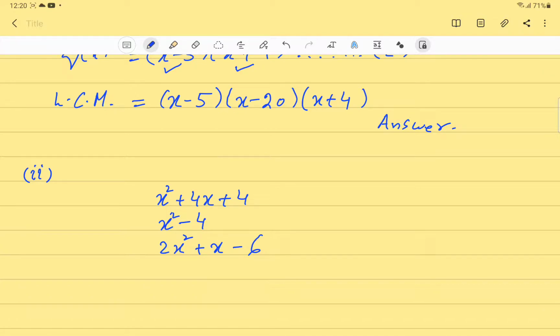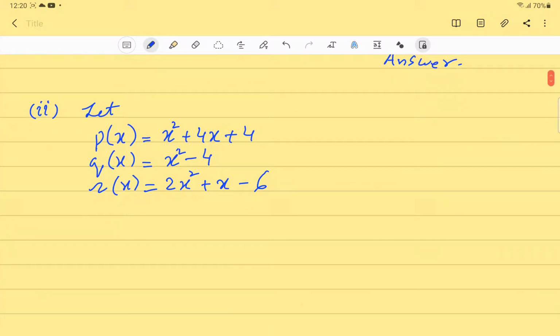Now first of all we will give them a name. Let px be equal to x squared plus 4x plus 4, qx is equal to x squared minus 4, and rx is equal to 2x squared plus x minus 6. Okay, now we will move on with the factorization. We will go for the first one first. So our first expression is px equal to x squared plus 4x plus 4.